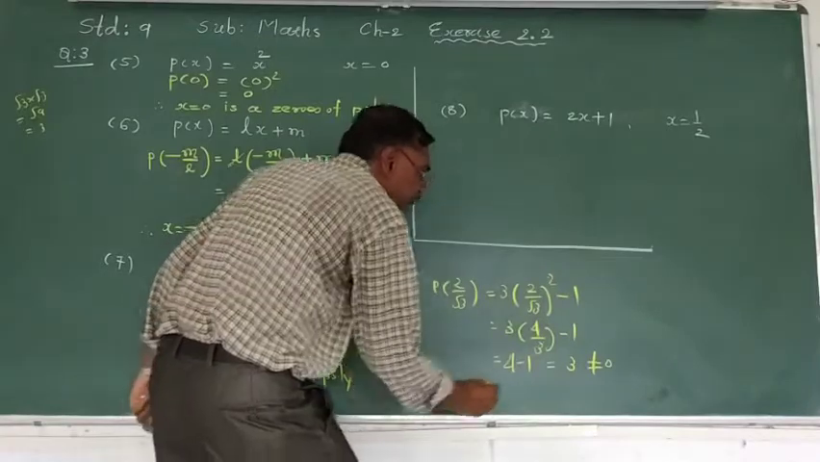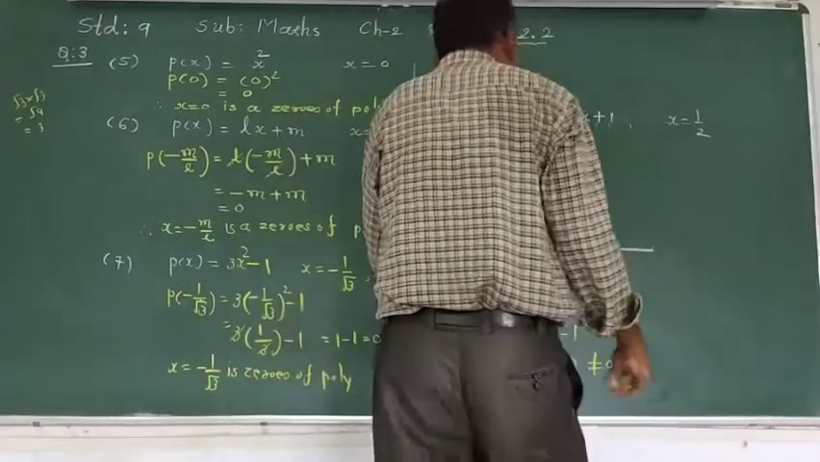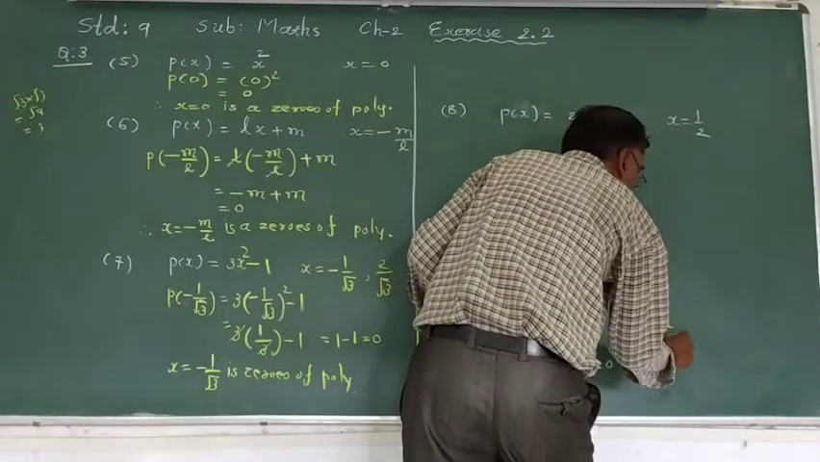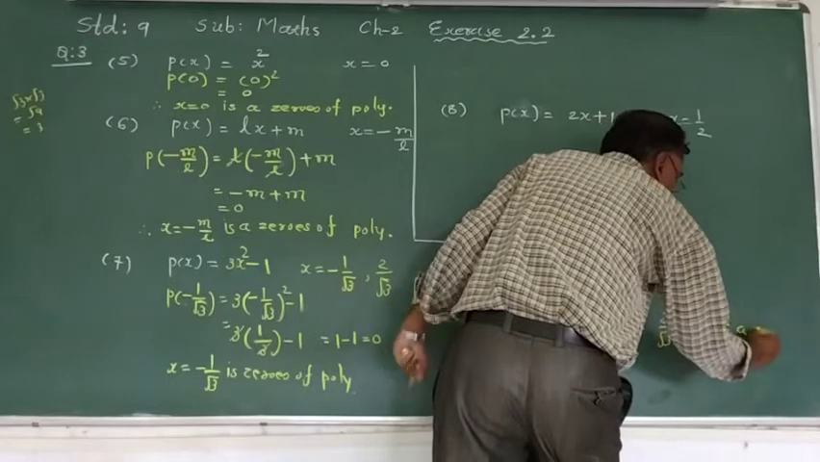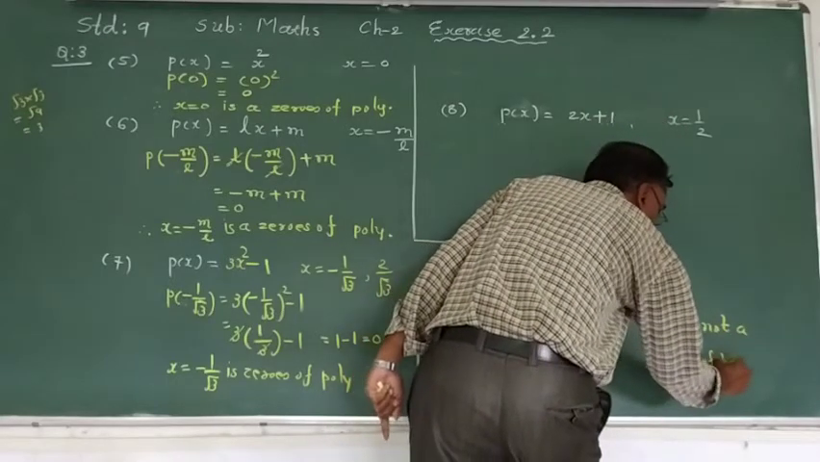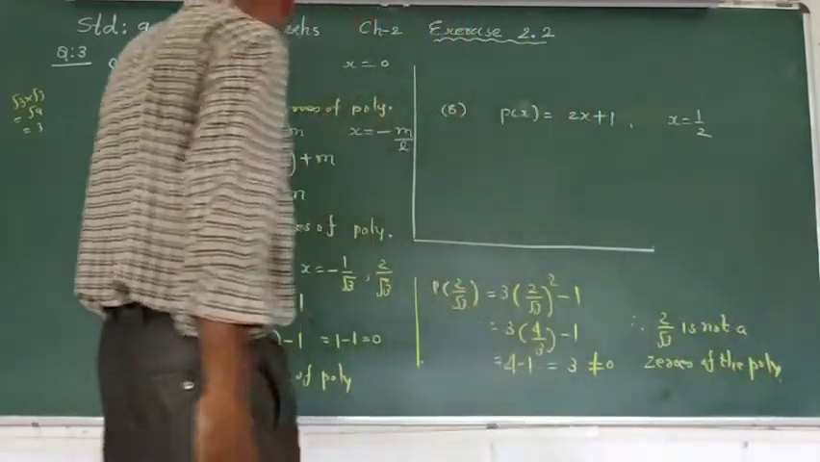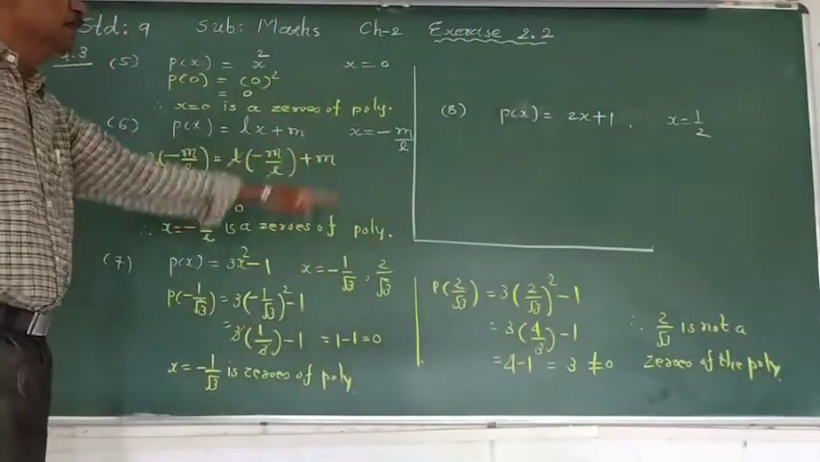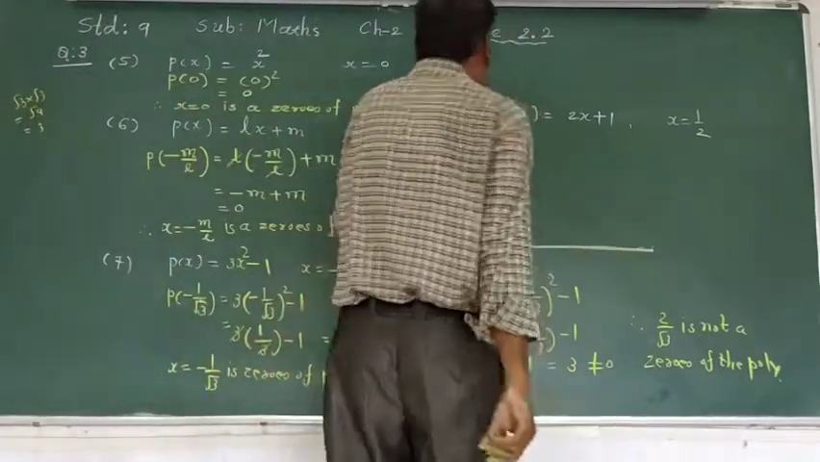Therefore 2 upon root 3 is not a zero of the polynomial. So this is continuous, 7 number here. Now write down 8 number. Here is the 8 number.